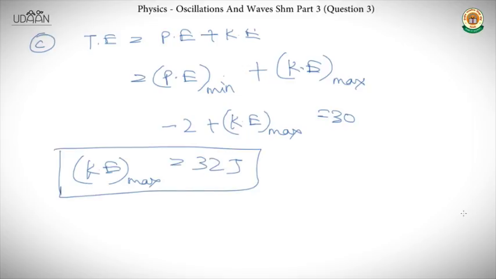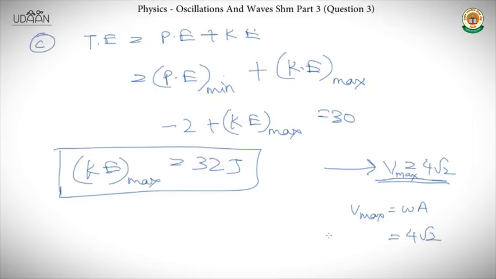So you could do some verifications or checks for this question. You can find out the maximum velocity from this kinetic energy which you got, which will be 4 root 2. And you can even get the maximum velocity as omega A, using what you have found out in the first 2 bits, and that is also 4 root 2. So from here we can say that our answers are right. These kind of checks are useful in the exam.